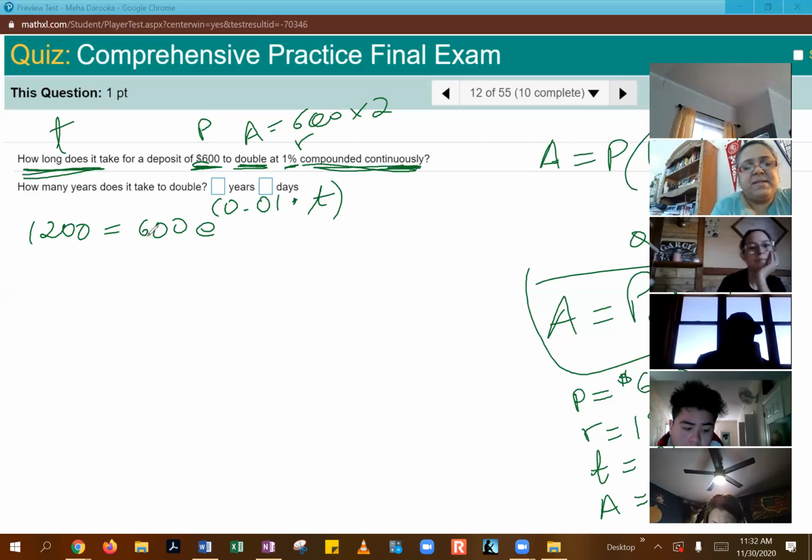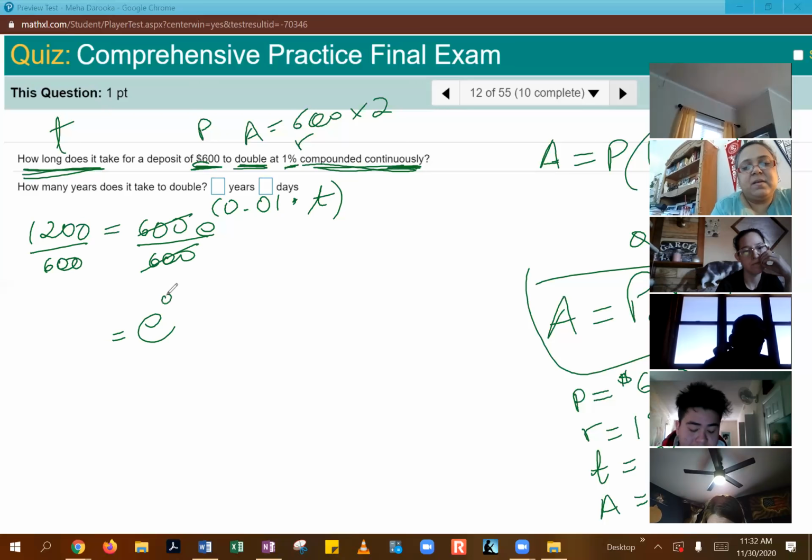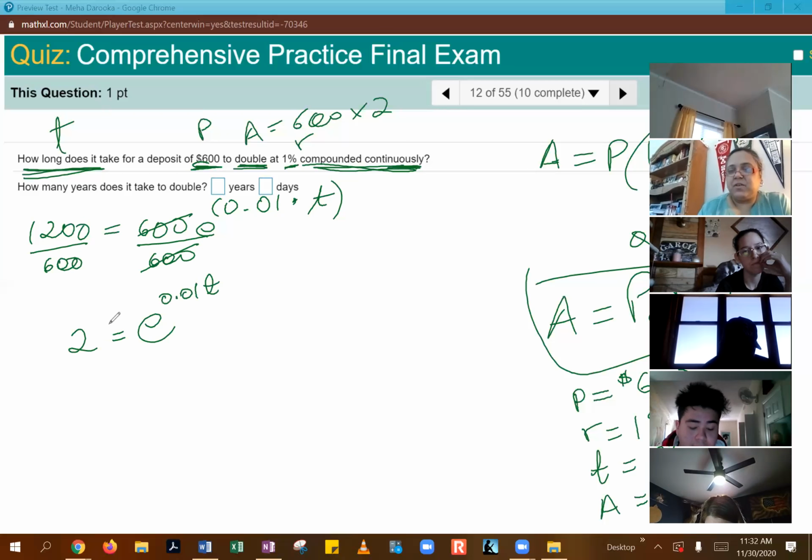Okay, so that means you go ahead and divide by 600 because you're multiplying. 600 into e, you would divide, which would of course just end up giving you 2. And at this point, you're solving an exponential equation. So what would you do here to get your t value, the time?